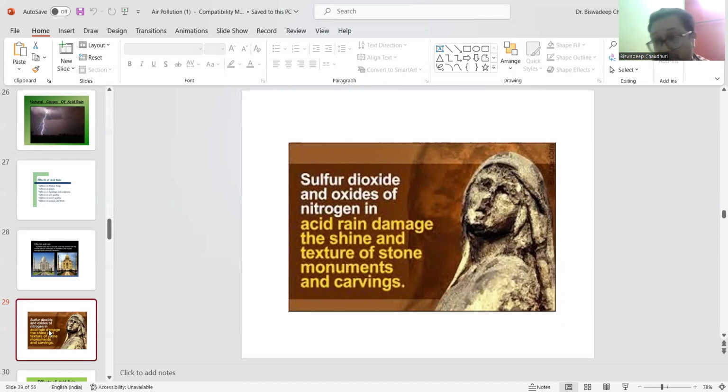As you can see in this image, we can clearly see some amount of corrosion to this stone structure, which is caused by acid rain. Which part of acid rain is mostly responsible for that? Sulfur dioxide, SO2, and when SO2 mixes with H2O, water, it forms H2SO4, sulfuric acid. This sulfuric acid is causing this kind of problem to this structure. So it is not good for any type of monument, and it is reducing the beautification of our structures.